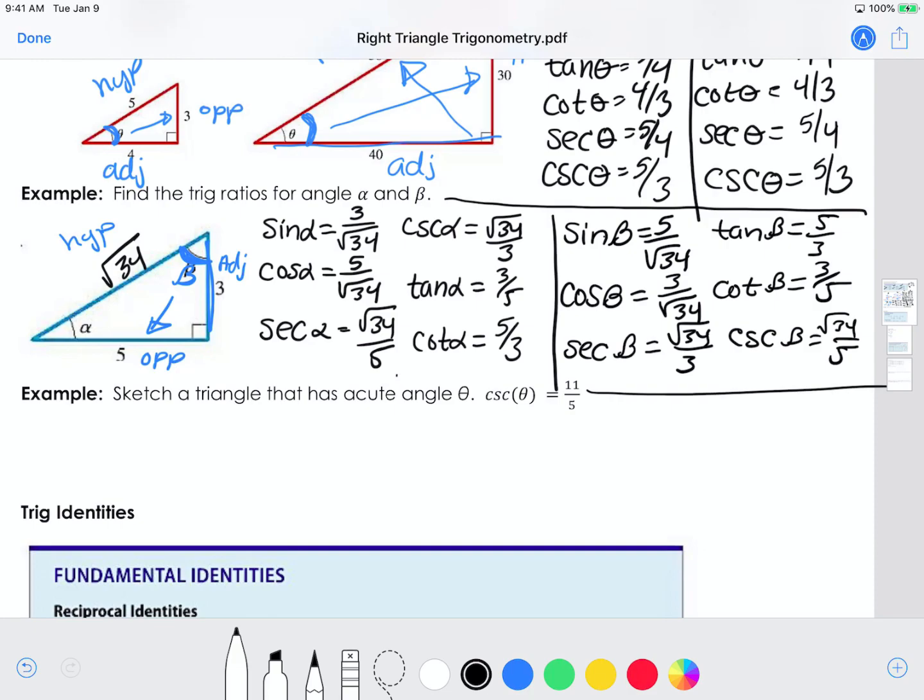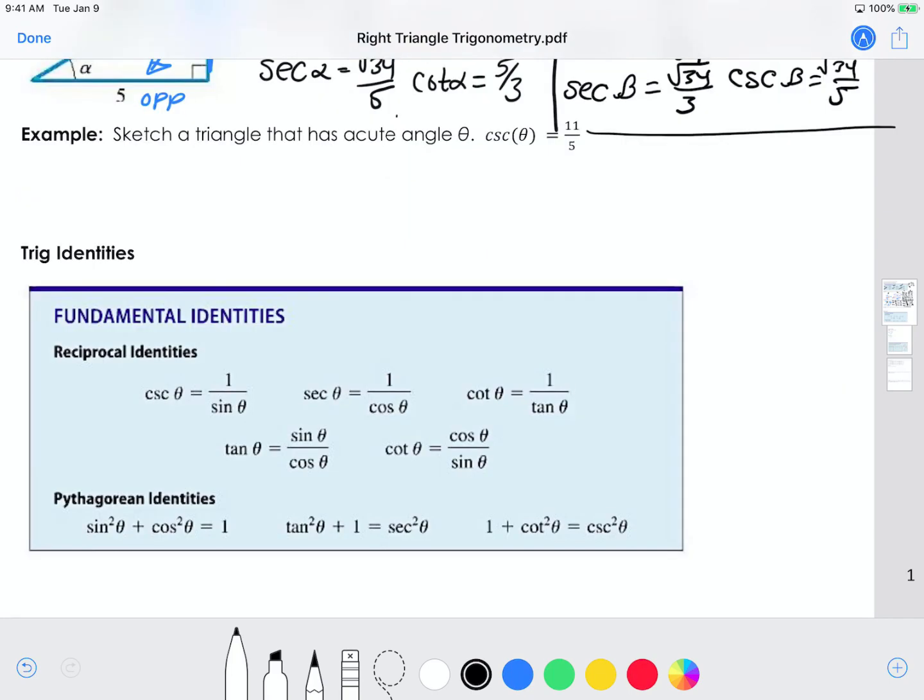So the reason why I wanted to go over this example with you is for you to understand that depending on what angle you're looking at, the adjacent and the opposite side could be different. So it's really important when you're looking at a triangle to first identify what angle it is that you're looking at before you start trying to find your ratios.